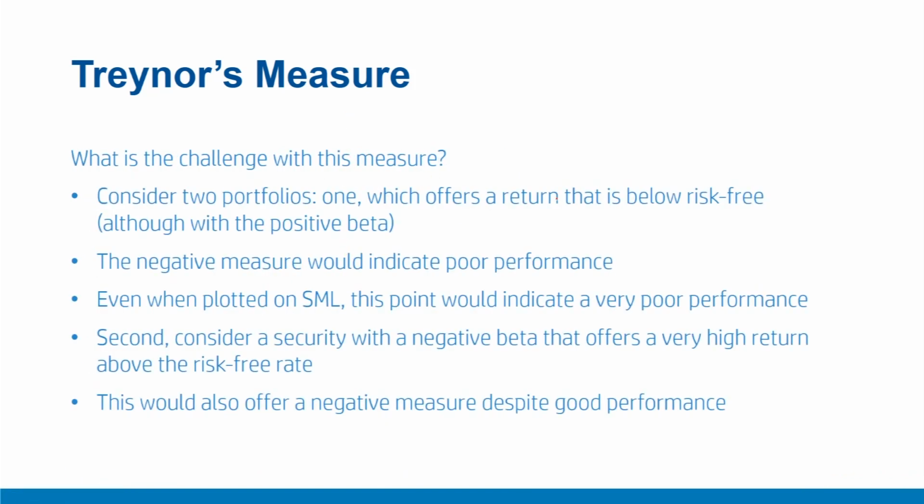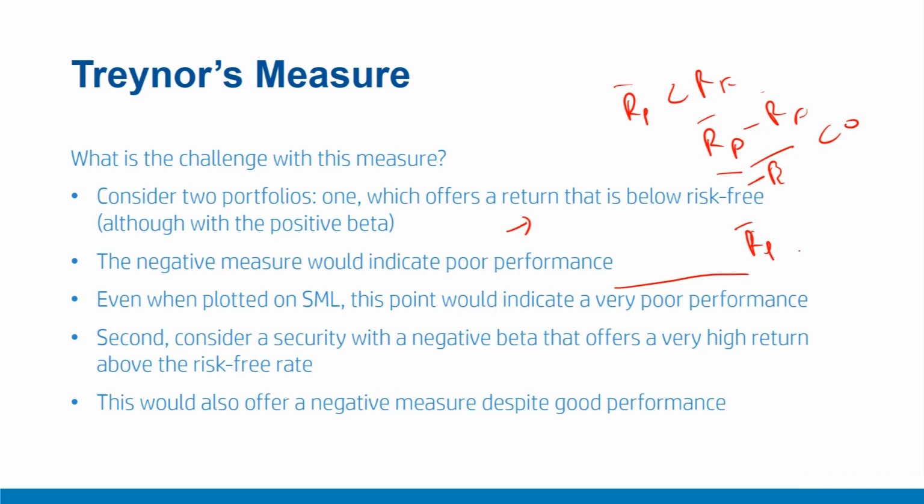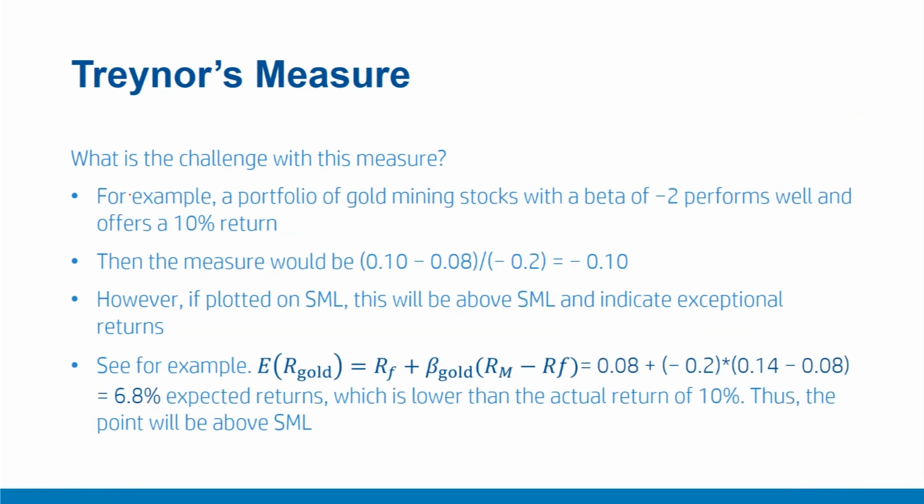However, there is a very fundamental problem with this measure, which is as follows. Consider two portfolios. The first portfolio offers a very poor performance and its RP bar is even less than RF, and therefore, assuming that it has positive beta, this measure would be negative, less than 0. While this measure indicates a very poor performance, at the same time consider another security with a negative beta. While it offers a very high RP, or portfolio returns, given that it has a negative beta, the Treynor's measure would indicate a poor performance, despite this portfolio offering a very high RP and therefore a very good performance. Let's understand this with a simple numerical example.